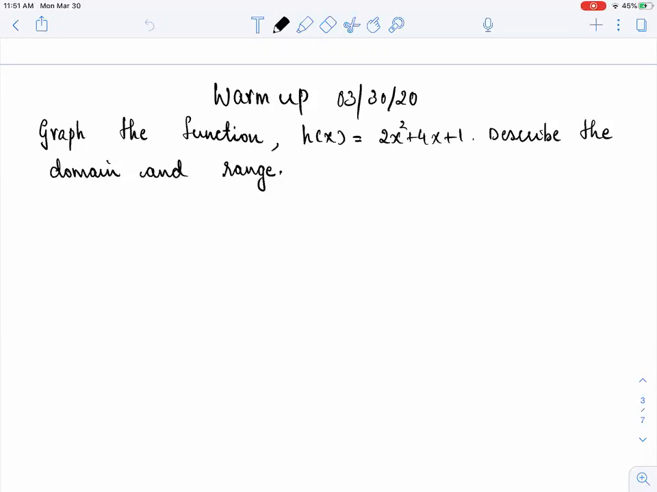You're asked to graph the function h of x is equal to 2x squared plus 4x plus 1. You can use any method that you learned from 8.1 through 8.4. And then I need minimum 3 points, if possible 5 points.